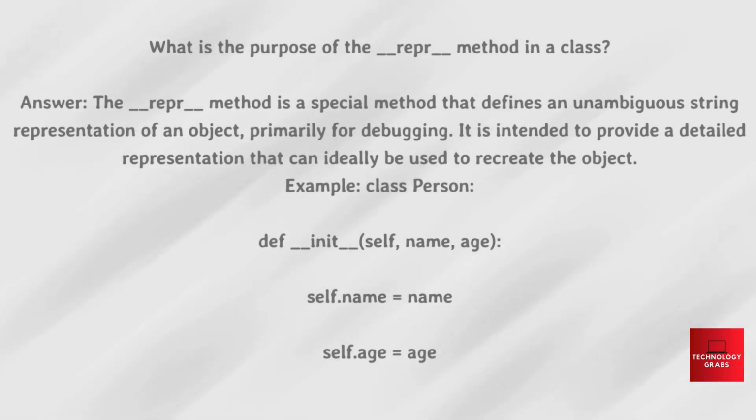What is the purpose of the __repr__ method in a class? Answer: the __repr__ method is a special method that defines an unambiguous string representation of an object, primarily for debugging. It is intended to provide a detailed representation that can ideally be used to recreate the object. Example: class Person, def __init__(self, name, age): self.name = name, self.age = age, def __repr__(self): return f"Person(name={self.name}, age={self.age})".